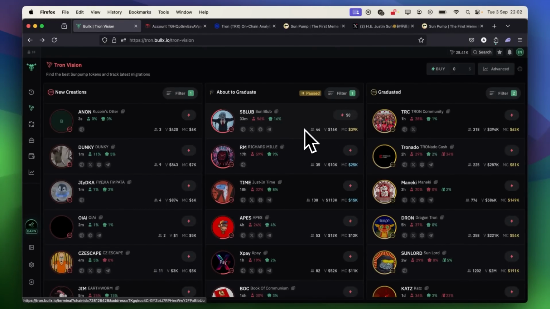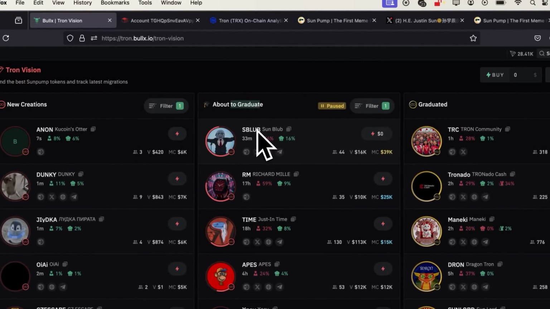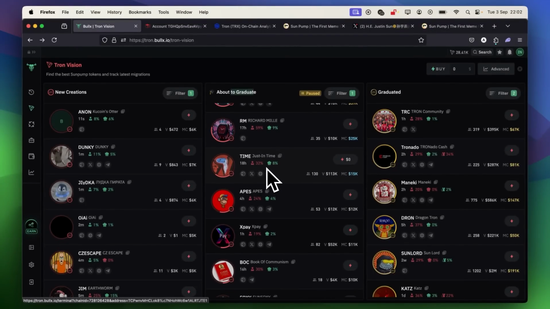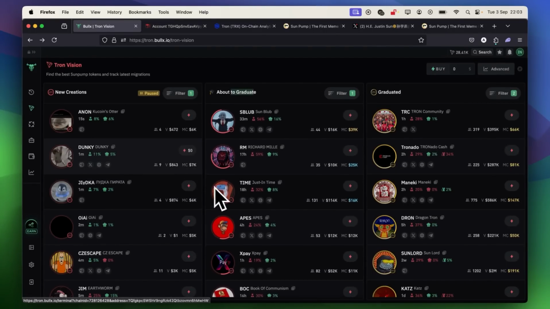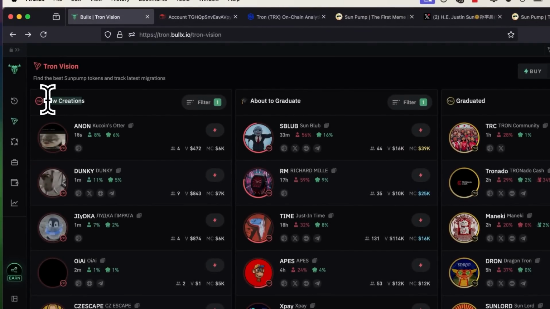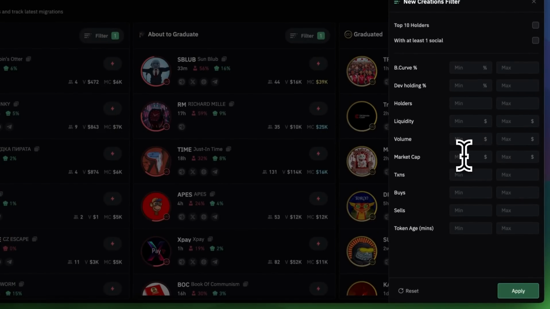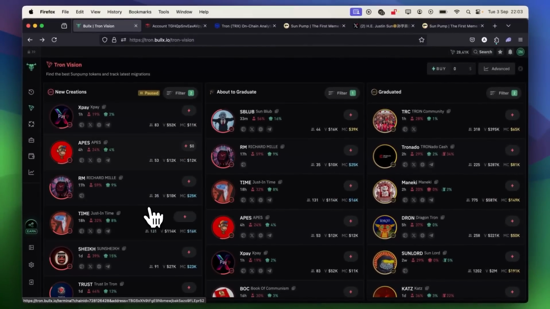Just yet. So another thing you can do is look at about-to-graduate coins. You can take a look at these, see ones that have decent distribution, and see if they're a good meme, right? I wouldn't look at anything below 10K market cap, for example. That's just me, right? You can also go to new creations. You can filter them by setting a minimum market cap of $10,000, and it's going to show you only the coins that are above this amount, right?